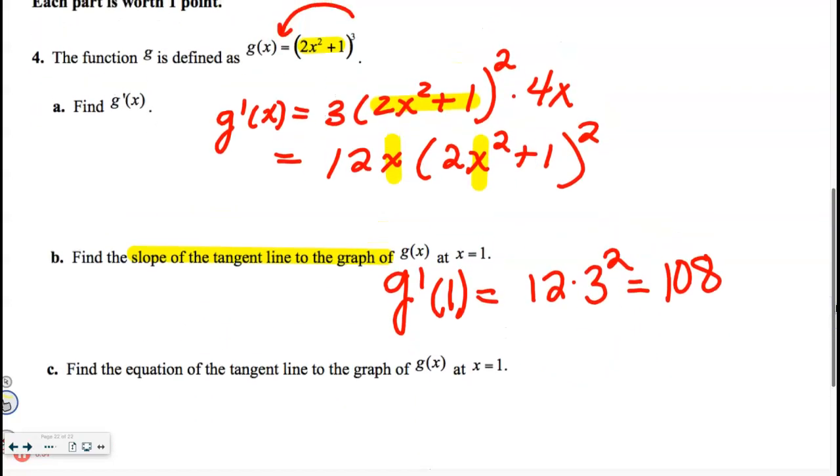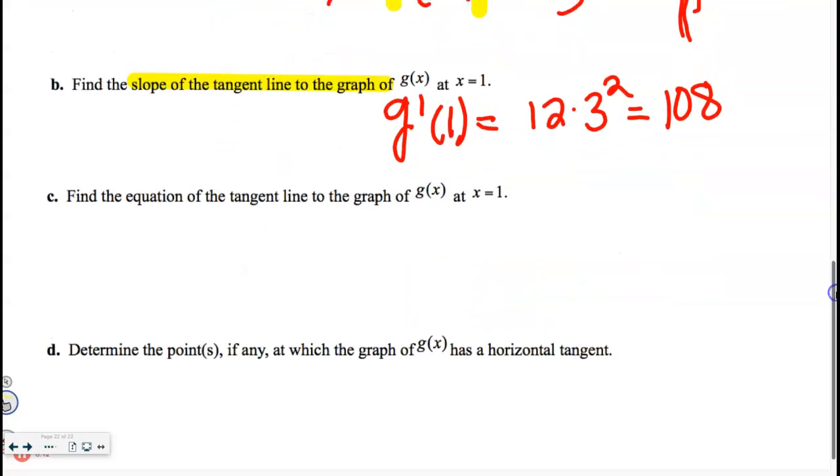But if you think about what that function looks like, just the cubic function looks like this, and that's twice x squared plus 1 cubed, so it's going to really shoot up. So that makes sense that it's got such a steep positive slope.